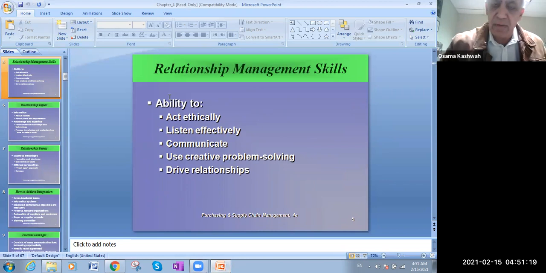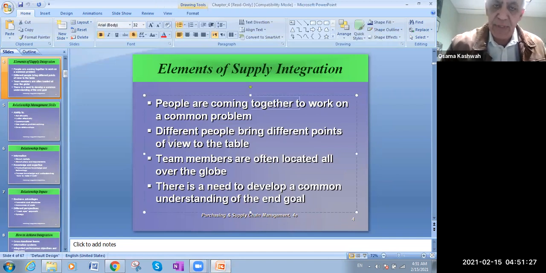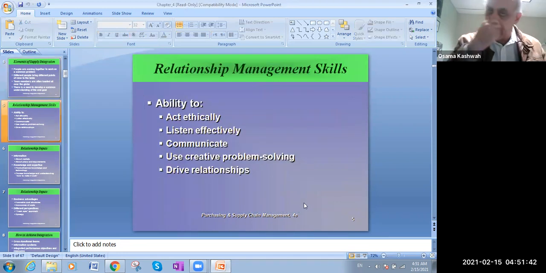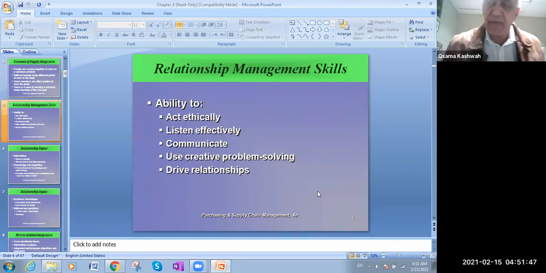For example, elements of supply integration. What are the elements of supply integration? People are coming together to work. Different people bring different points of view. Team members are often located all over the globe. There is a need to develop a common understanding of the end goal. So those are the points we have to take care of when we are talking about integration, that we have different people coming from different places with different cultures. Okay, this is for supply chain management and for the purchasing department as well.